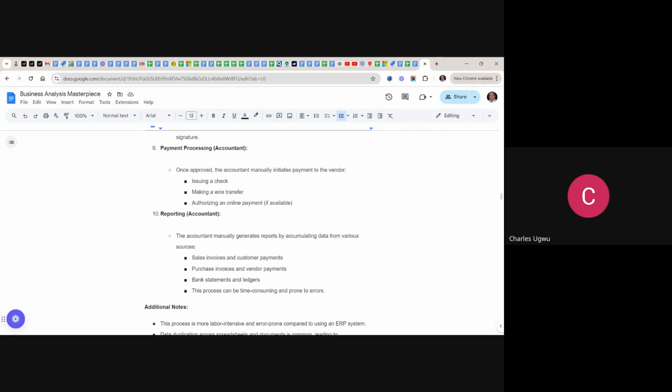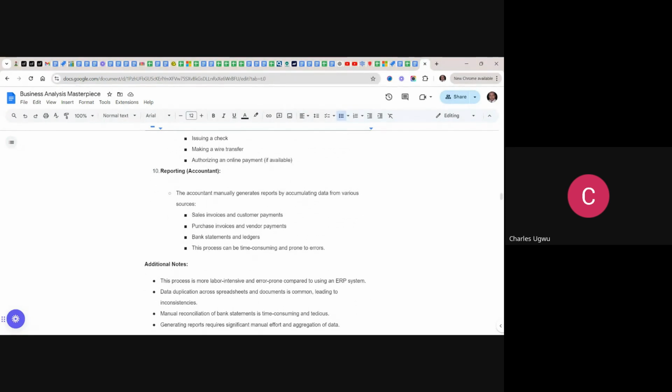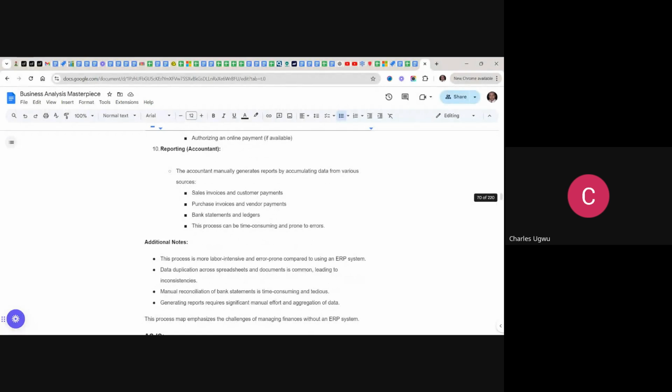This process can be time consuming and mostly prone to errors when you're trying to write accounting reports. Most accountants write all these periodic financial reports. So that is how this is done. You can see this process is labor intensive and prone to error, compared to if the company had an ERP system that does a lot of this activity automatically.